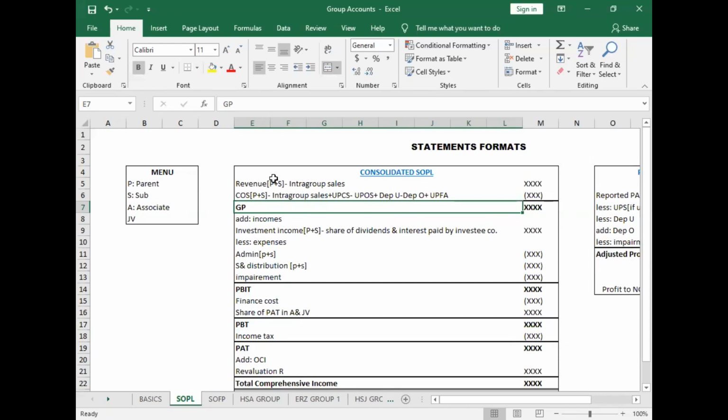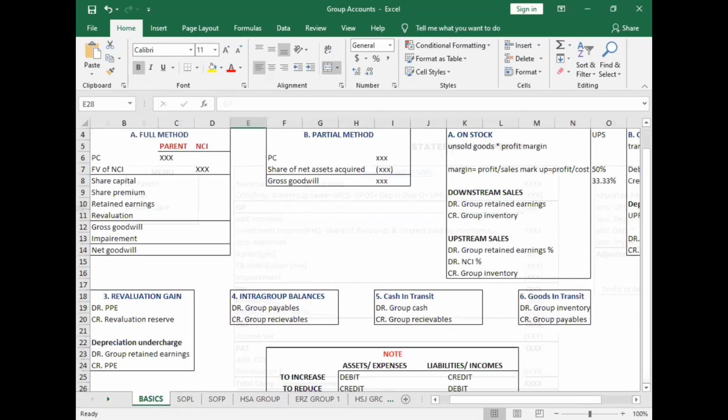So the main changes come under revenue, where we deduct intergroup sales, isn't it? Also in cost of sales, we deduct intergroup sales. We will add unrealized profit on closing stock, isn't it? So let me just show you here. You see, we said you debit group retained earnings, and I have told you group retained earnings are like the statement of profit and loss, isn't it?